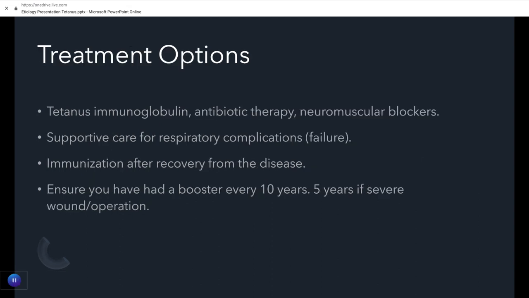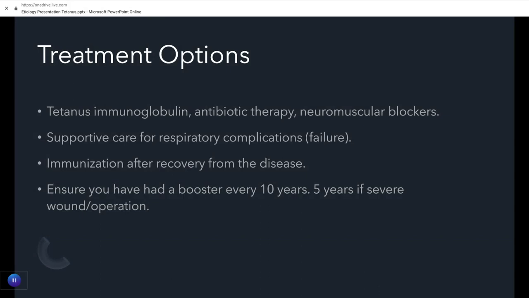So, here are some treatment options for tetanus infection. These include tetanus immunoglobulin, antibiotic therapy, and neuromuscular blockers. A lot of supportive care is needed. Supportive care for respiratory complications. So, respiratory failure, someone who may be dealing with laryngeal paralysis, they might have to be intubated and put on a ventilator.